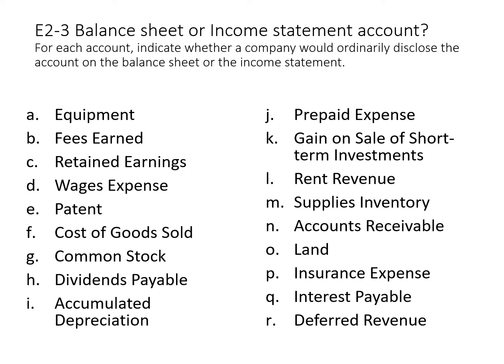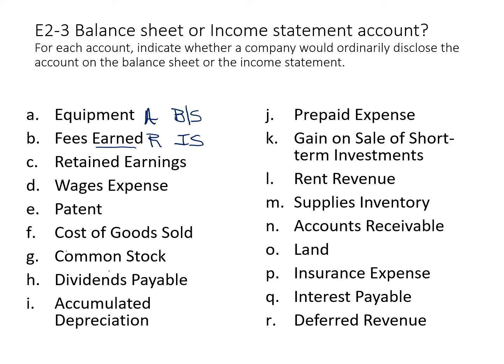Well, let's first identify what kind of account it is. A for asset, L for liability, SHE, stockholders' equity, R for revenue, or E for expense. Because if we know that, then we know what financial statement it's on. So equipment is an asset, and thus it belongs on the balance sheet, because balance sheet accounts include assets, liabilities, and shareholders' equity. Fees earned is a revenue account, so it shows up on the income statement.